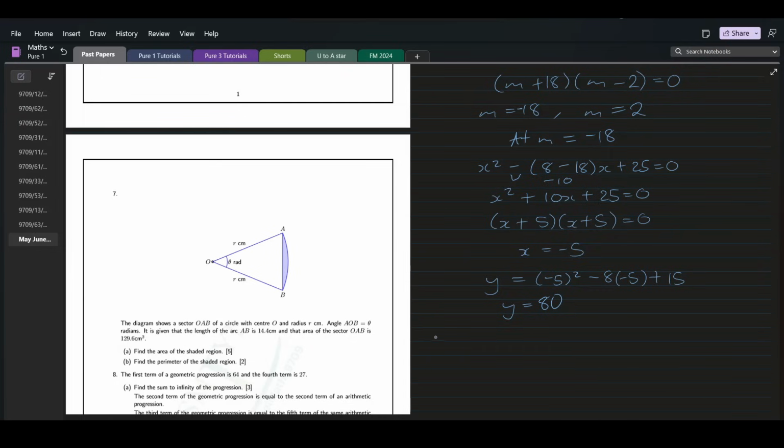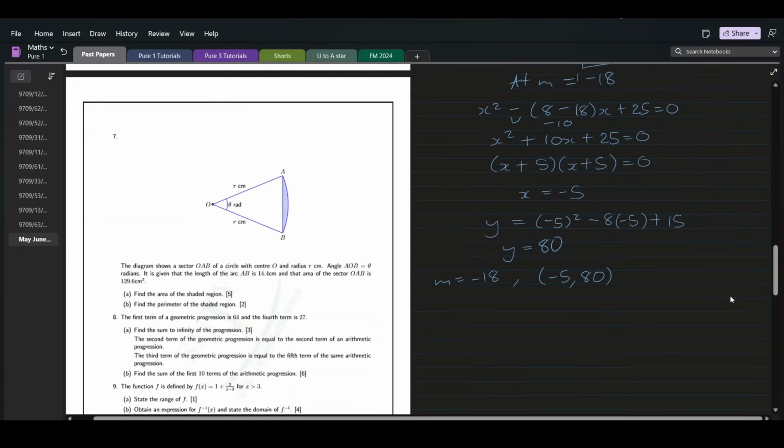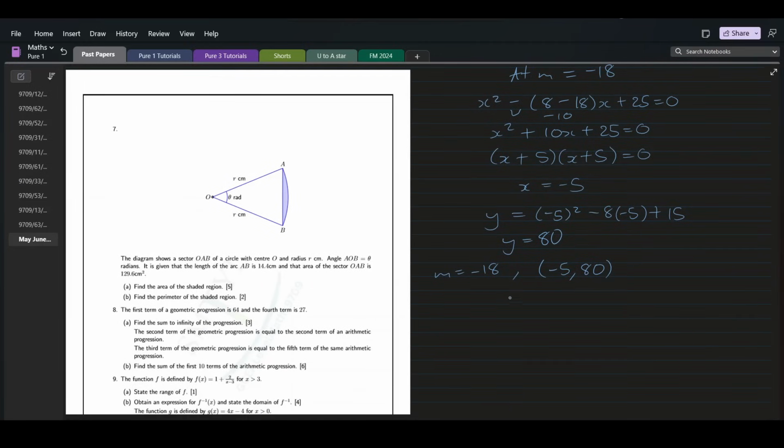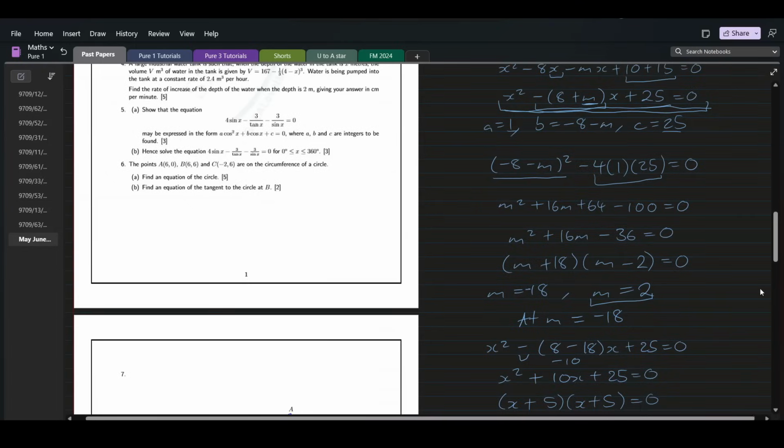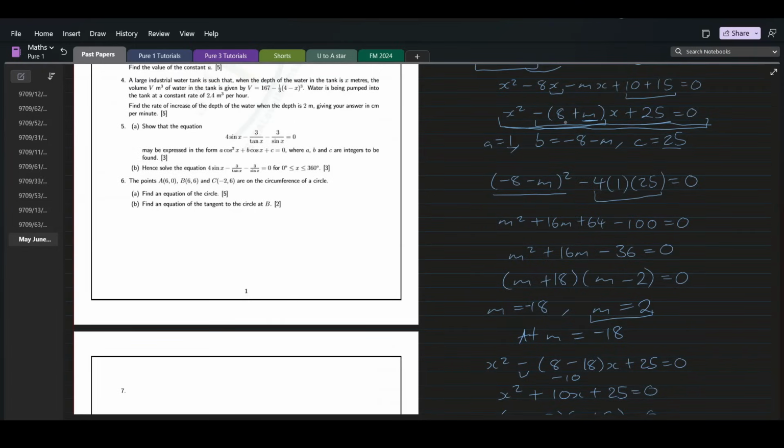Okay, so at m is equal to negative 18, we know that that results in the coordinates negative 5, 80. Right? Now let's evaluate at m is equal to 2. So at m is equal to 2, we are using the equation, it's x squared minus, I believe that was 8 plus m. Let's just verify. Yes, it's 8 plus m over here.